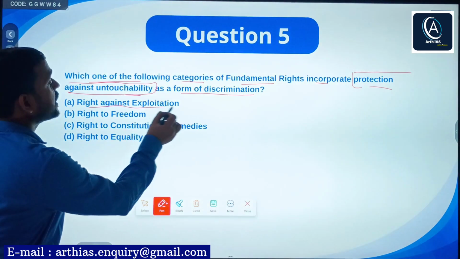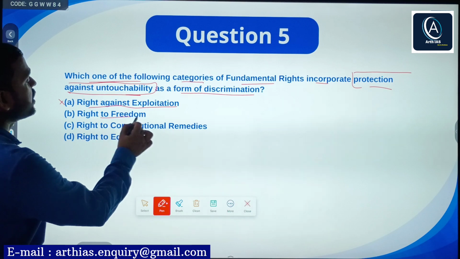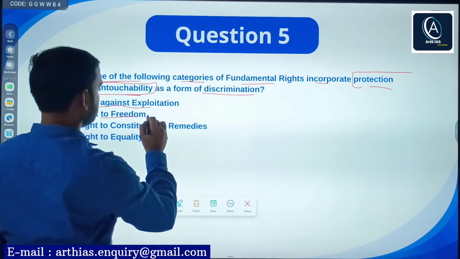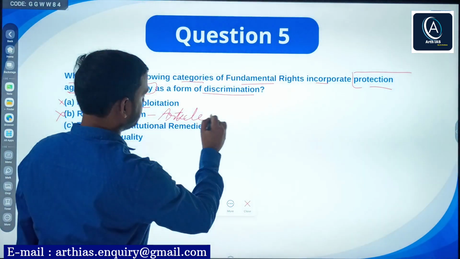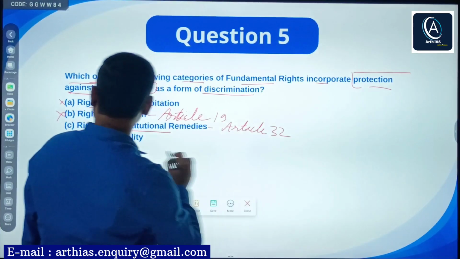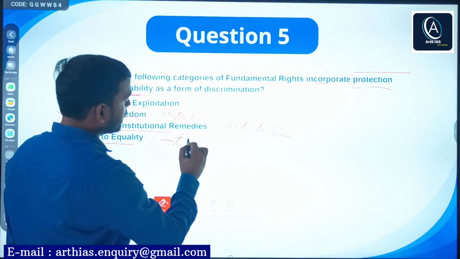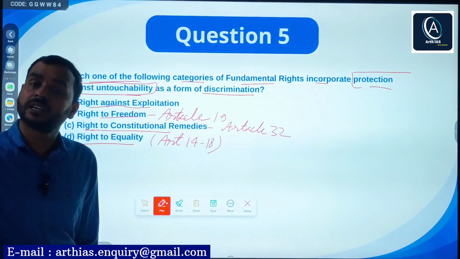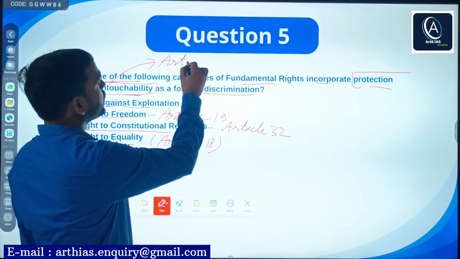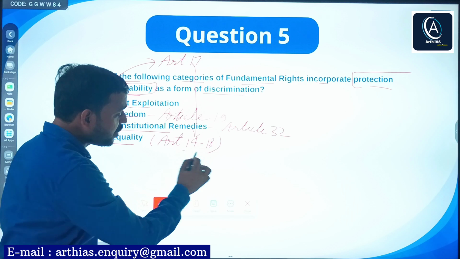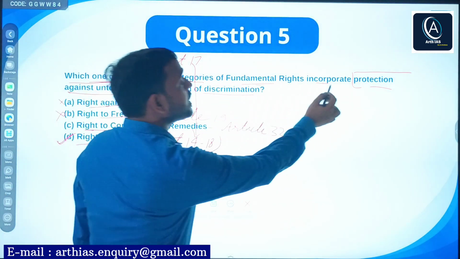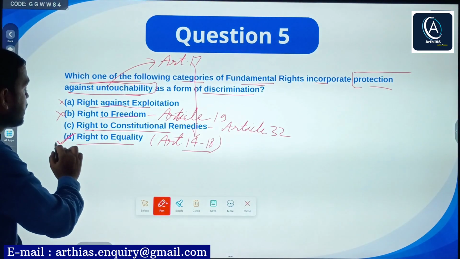First, right against exploitation? No. Right to freedom? No. It comes under article 19. Right to constitutional remedies comes under article 32. But right to equality, article 14 to 18. Right? And if you have read, then you would know protection against untouchability comes under article 17. So 17 comes between 14 to 18, and it is nothing but right to equality. So the fundamental right that incorporates protection against untouchability is right to equality.